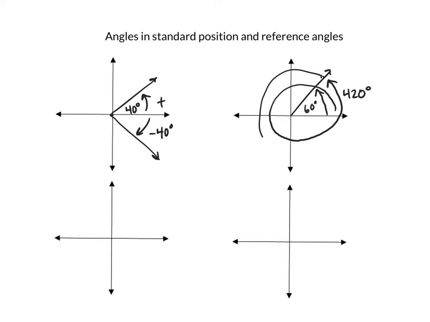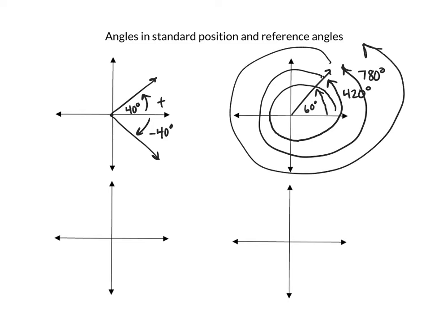And if I went around one more time, that would be 780 degrees. That would be equivalent. And I could keep going around one more time, and that would be 1,140 degrees. And all those angles, they're said to be coterminal. They're equivalent to 60 degrees. And if I punch in the sine of 60, the sine of 420, the sine of 780, the sine of 1,140, I get exactly the same decimal in the calculator.